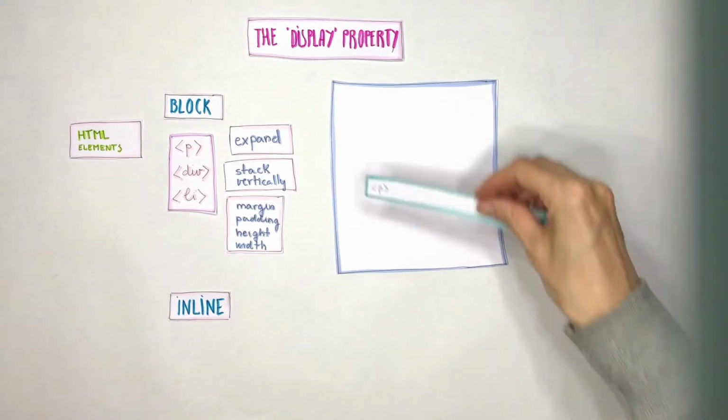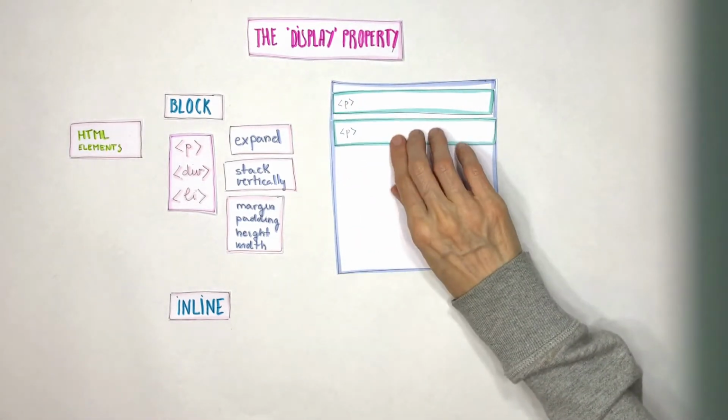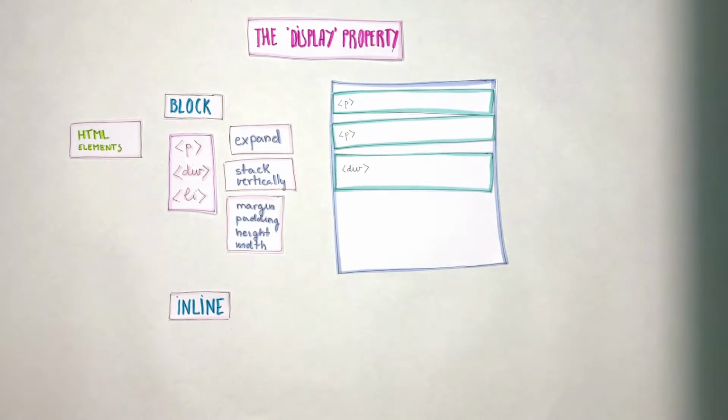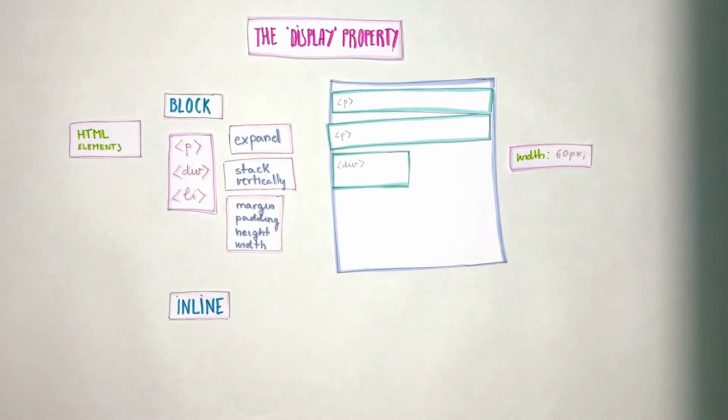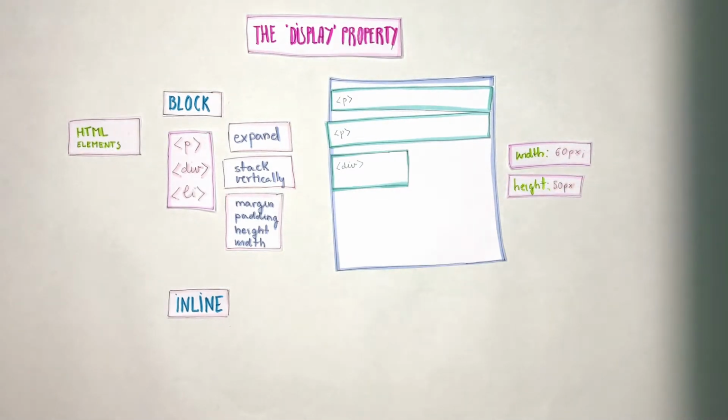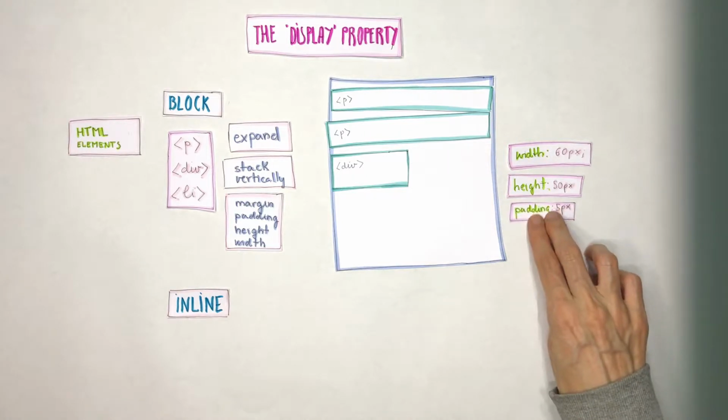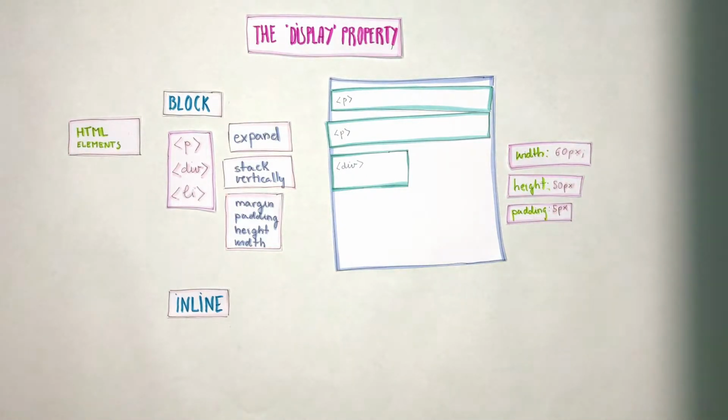Let's see an example. Here we have 3 block elements. By default, they have a width of 100% of the width of the parent, and they stack vertically. We can give them some CSS properties. Let's give, for example, a width of 60 pixels to the div. This is how it is going to be displayed. Let's also add a height of 50 pixels, for example, and a padding of 5 pixels. Do you remember what the padding does? Right. It will create a 5 pixels gap between the content and the border.